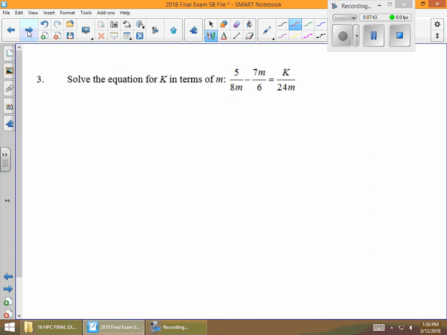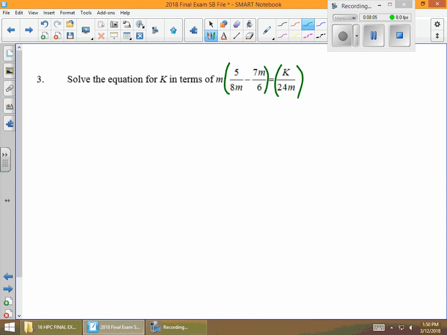I'm going to go ahead and squeeze this next problem into this video. It's not going to make the video too long because we can do this in just a couple steps. Here we're just solving for k in terms of m. So what you want to do is get rid of your denominators. That's a good first step for solving.